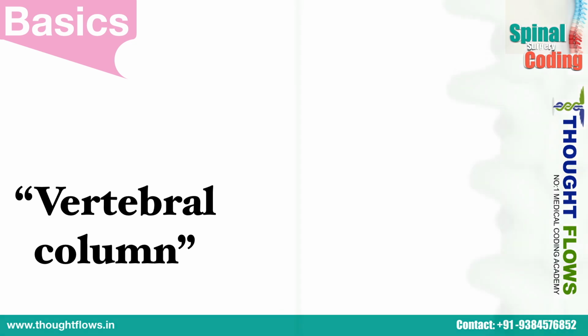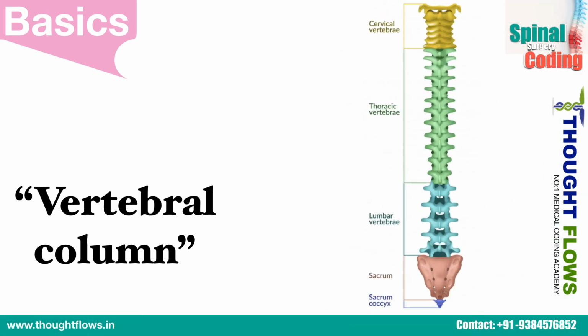The first one is the vertebral column. This is also called the backbone or spine, that is made up of vertebrae. This column houses the spinal cord. The vertebrae in the human vertebral column are divided into different regions: cervical consists of 7 vertebrae, thoracic consists of 12 vertebrae, lumbar consists of 5 vertebrae, sacrum consists of 5 fused vertebrae as 1, and coccyx consists of 4 fused vertebrae as 1. All together we have 26 vertebrae.